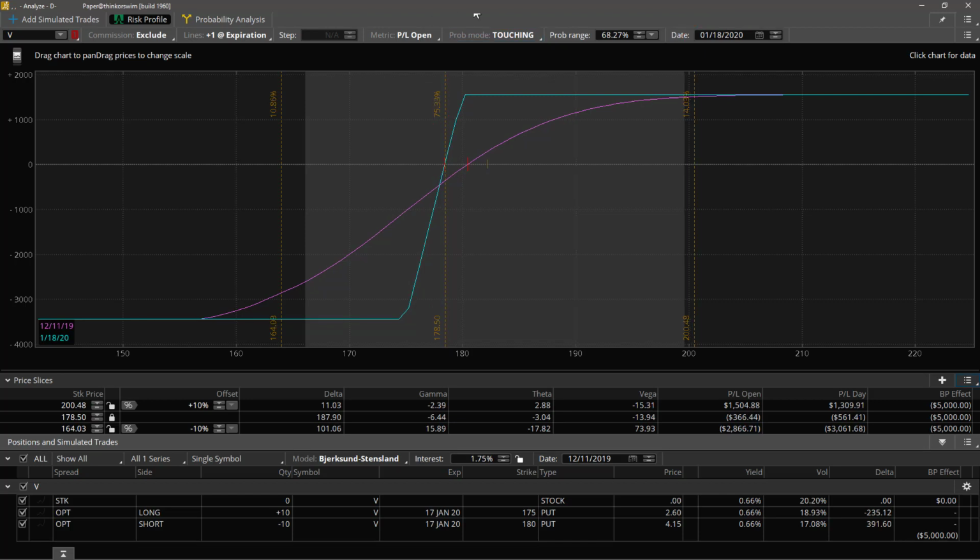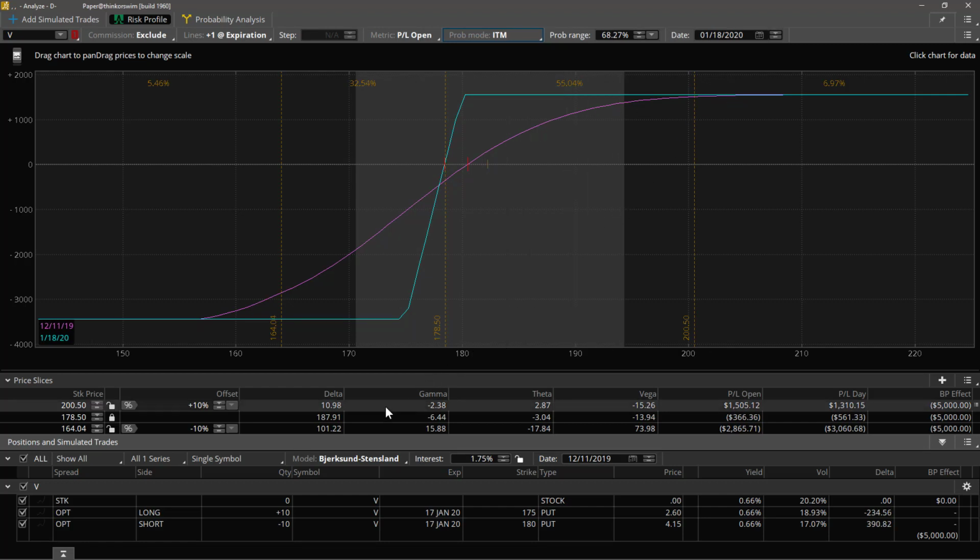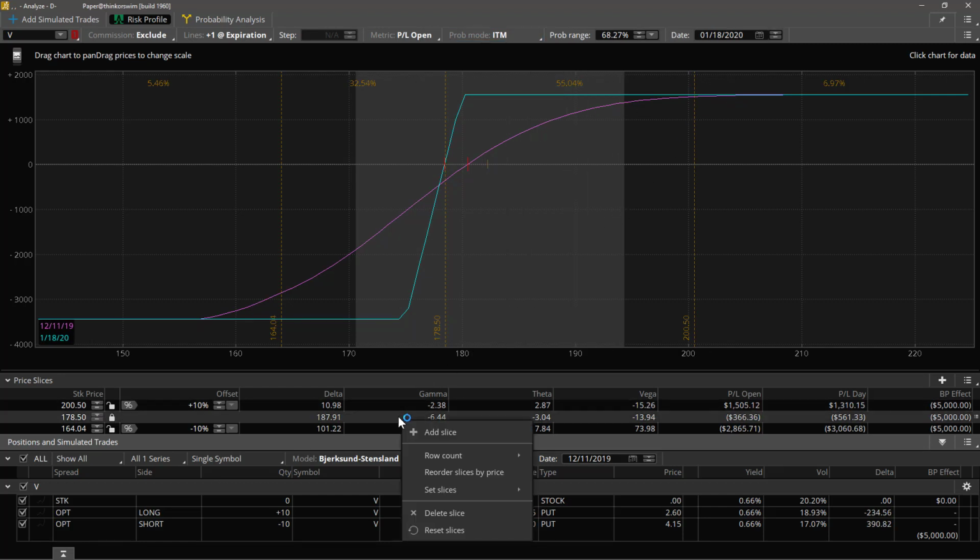Now what I like to do is set this to ITM, which is the default, set this to one day after the expiration date, and then come down here. There's this menu that I can get by right-clicking on the price slices, which allows me to add a slice, delete a slice, reset them to the default, reorder them by price.